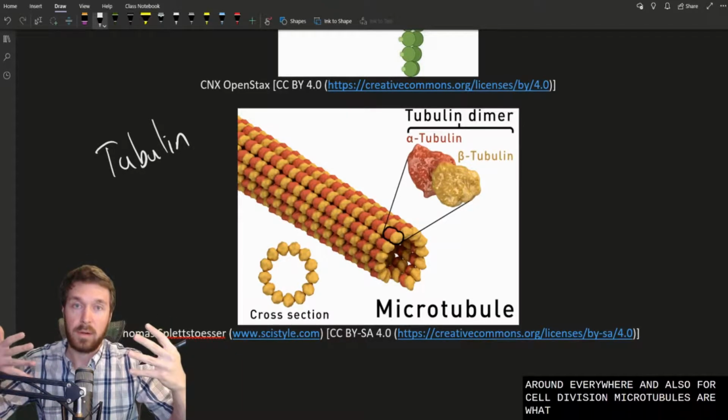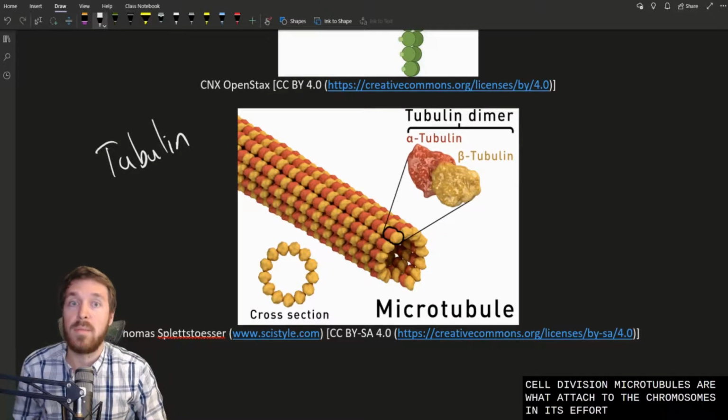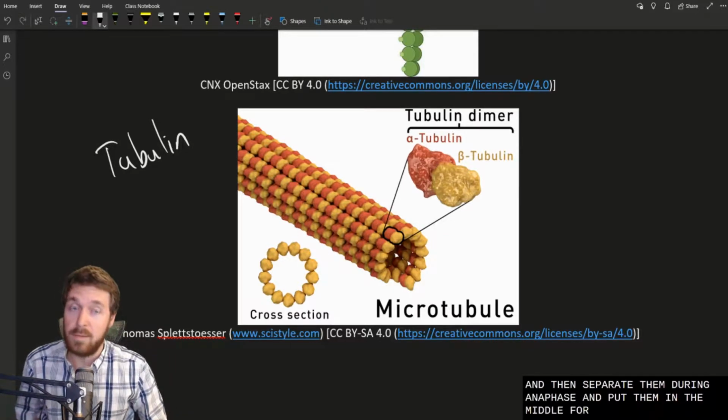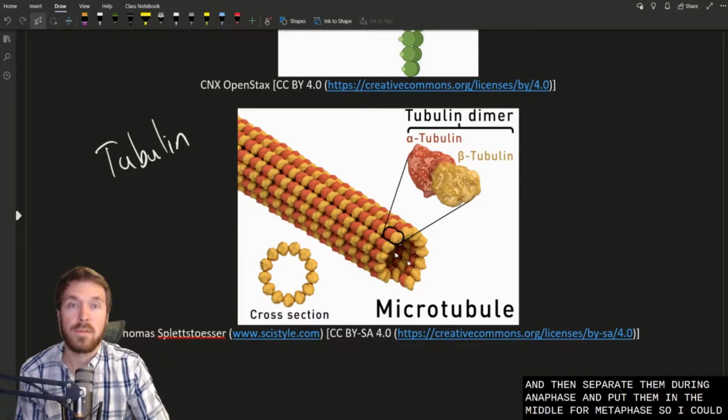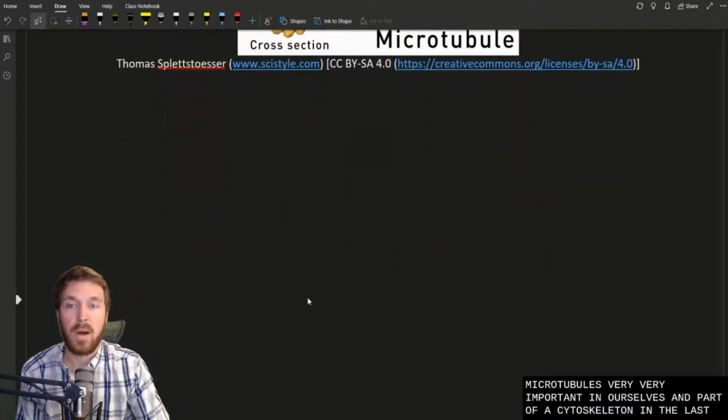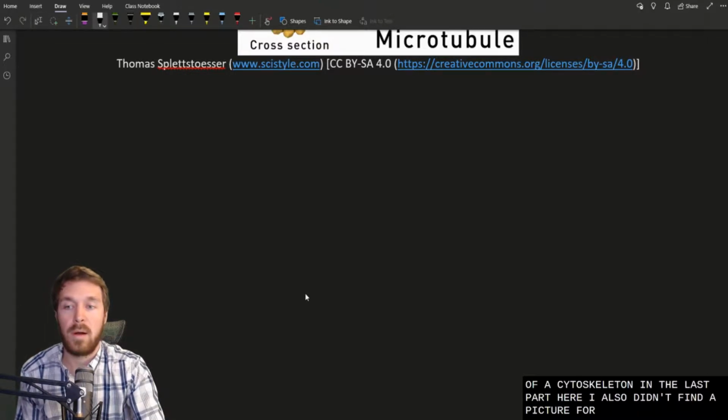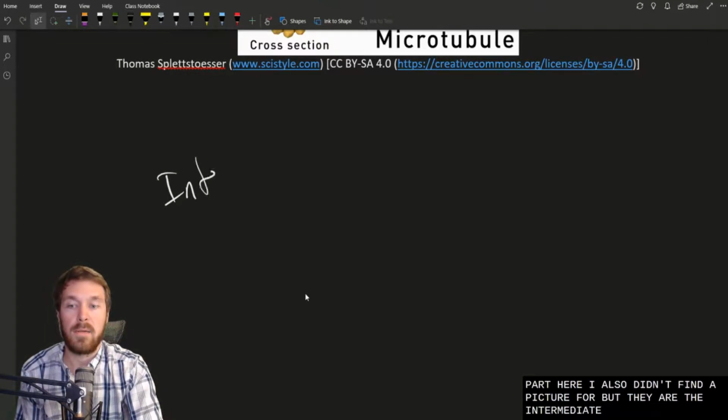Microtubules are what attach to the chromosomes and then separate them during anaphase and put them in the middle for metaphase. So microtubules are very, very important in our cells and part of the cytoskeleton. And the last part here, I also didn't find a picture for, but they are the intermediate filaments.